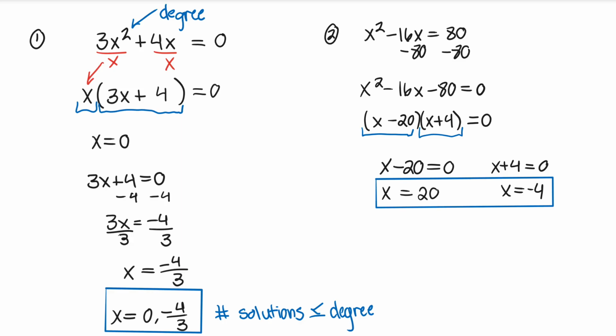And again, the number of solutions should be less than or equal to the degree. Here we have two solutions. We have a degree of 2.